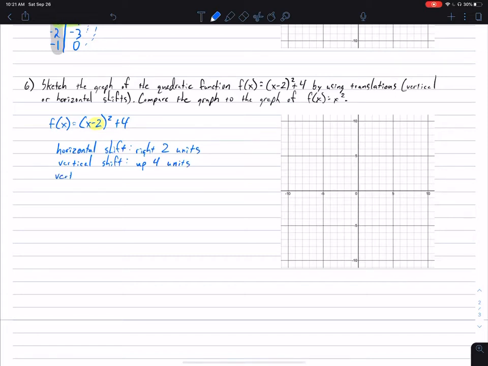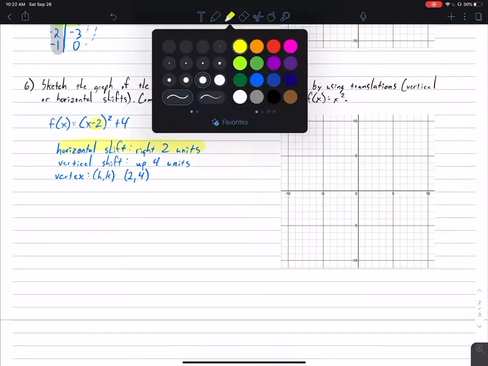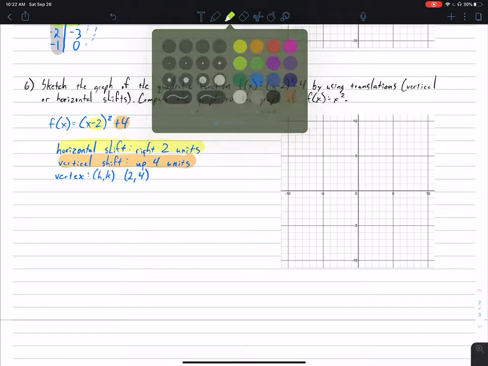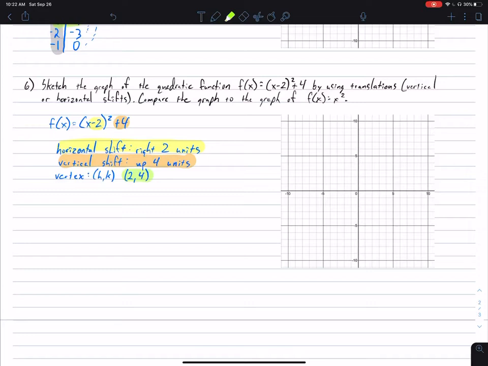So like I've mentioned before, I like to write my vertex. That's going to help me graph it. HK. So that's going to be 2, 4. So that tells me my horizontal shift. That plus 4 is my vertical shift. And then let's label my vertex as 2, 4. So 2, 4, I'm going to graph that as such. And now I'm going to fill my chart out so I can get the rest of my points.